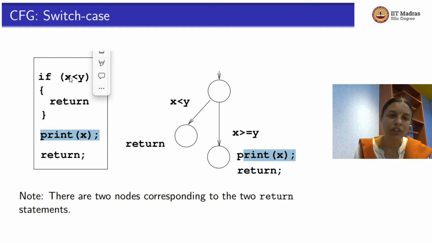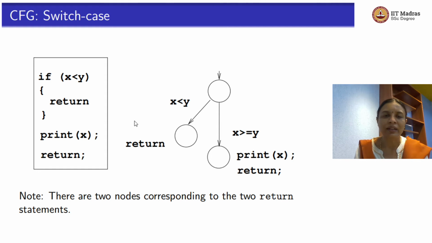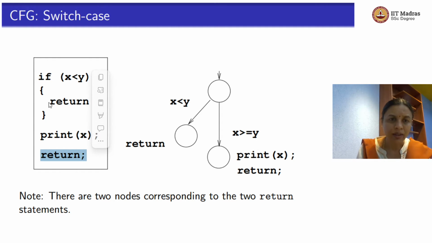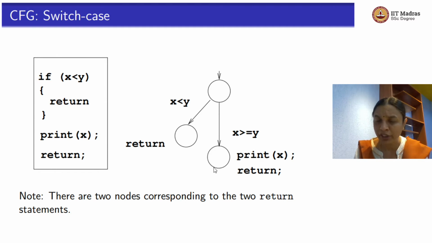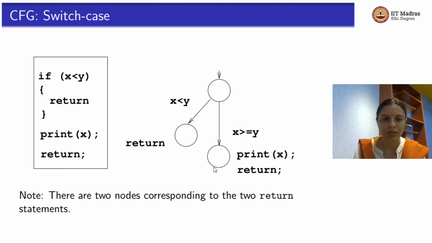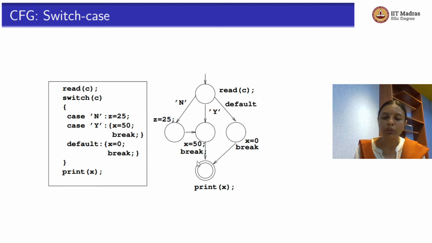In this case, we have an if statement with a return inside it. So if x is less than y, then it directly goes to this node which marks the return. Otherwise, if x is greater than or equal to y, that is the condition is false, it goes to the print x followed by return. Please note that this return here, which comes in the last line, is different from this return here that comes in the last line, and the control flow graph distinguishes them by putting two different nodes for these two different return statements. So the next is switch case statement.